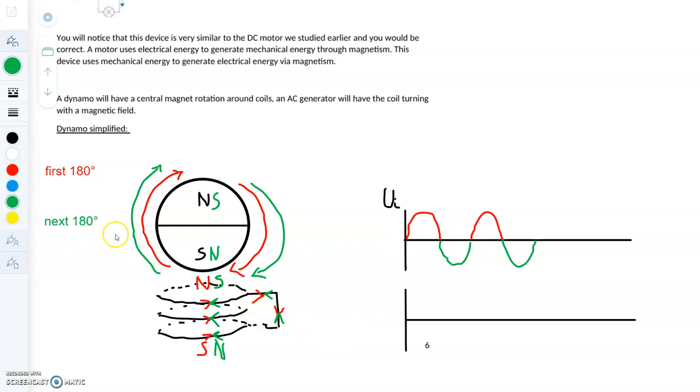So if it's a dynamo, you would just flip the negative voltage around to create a positive one. And so a dynamo generates its voltage and its current in a sort of pulsating manner by using a commutator.